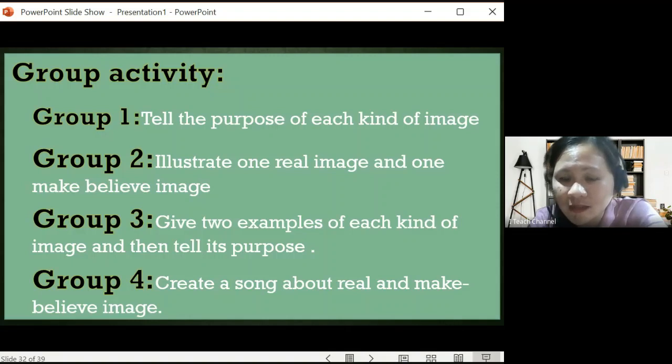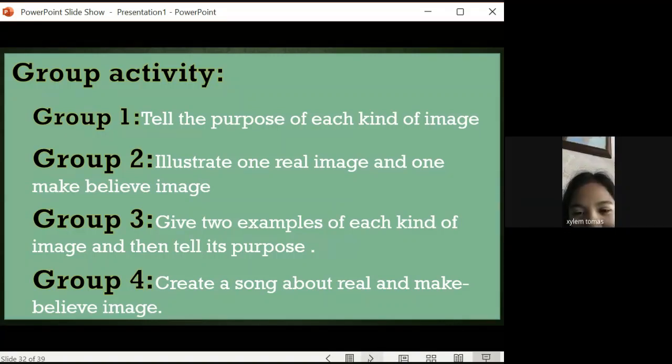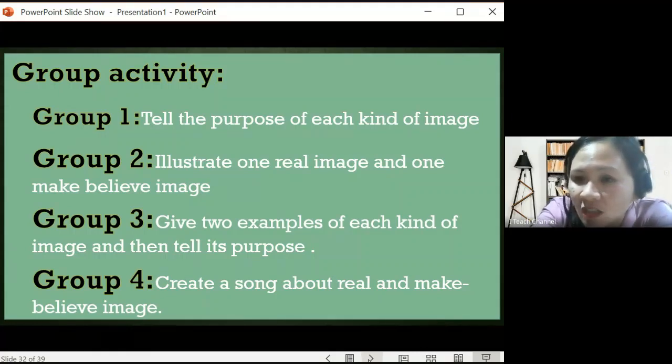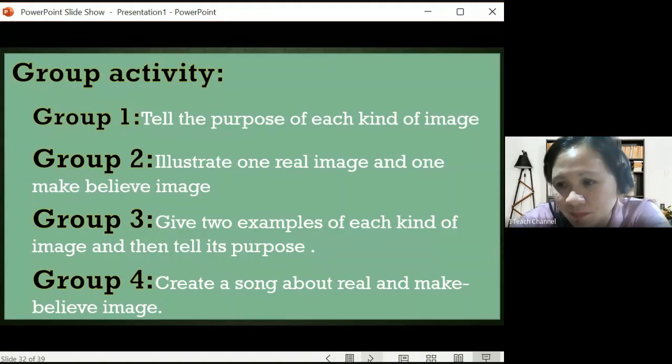And then for group four, what are you going to do? Please read silently. Create a song about real and make-believe images. All right. So right now you have to talk with each other. I know that you have your group chat. Then I'm going to give you just 3 minutes to prepare because these are just easy tasks, okay? All right, you have to work with your group now. 3 minutes only, okay? Be ready with your presentation.